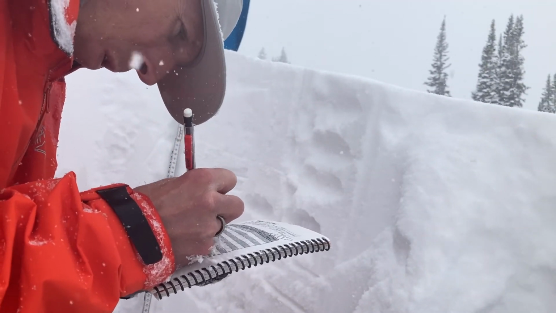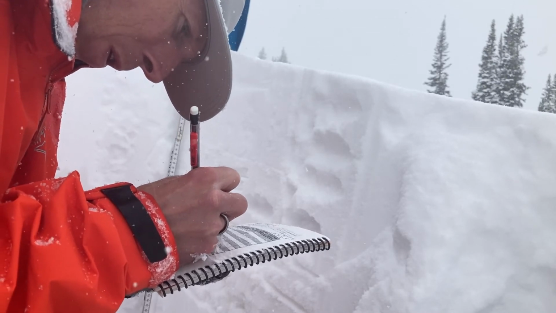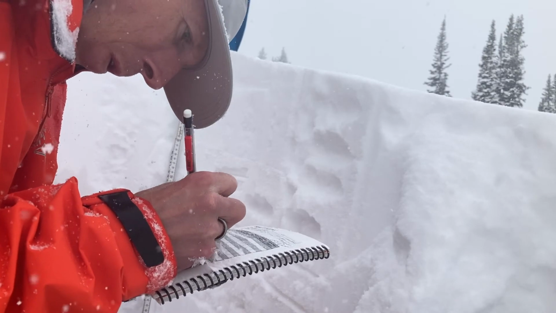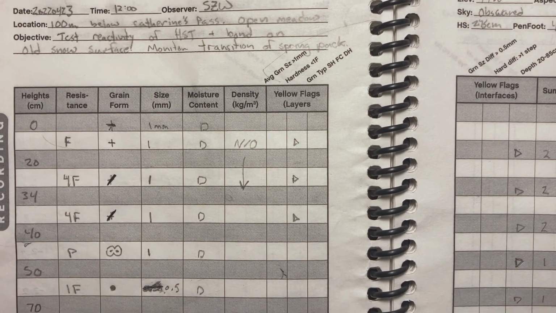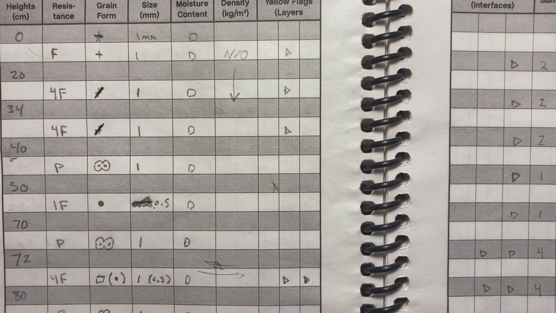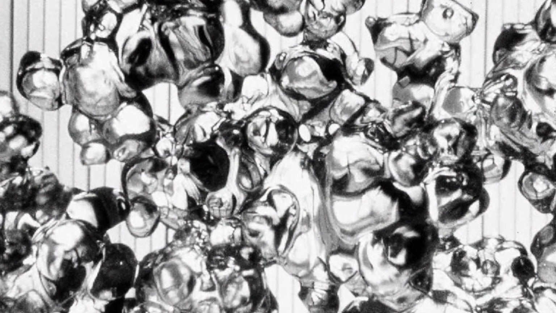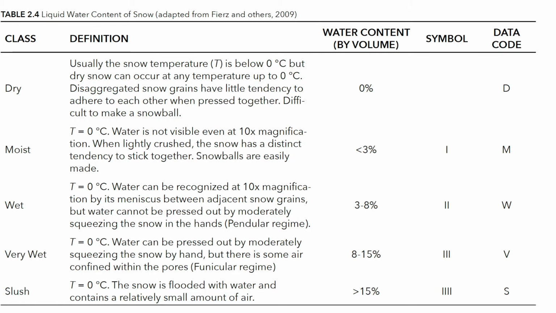Ensure that your field book template is completely filled out and that each layer has grain form and size written down. We have also been recording moisture content of each layer during our observations. Our snowpack temperatures support dry snow, and we have not seen liquid water between the grains, as in this example from a wet snowpack. Table 2.4 in the SWAG offers more details.